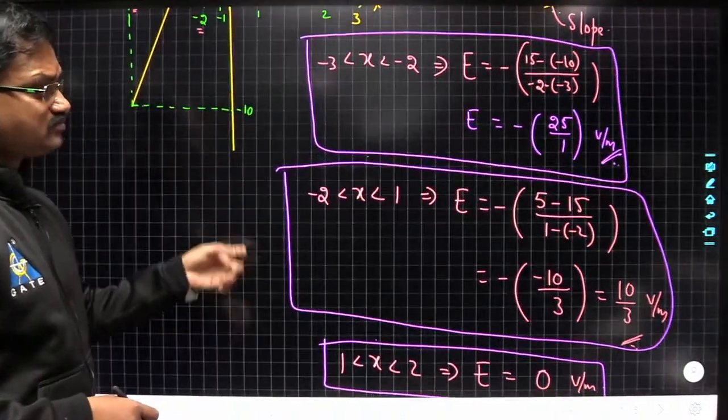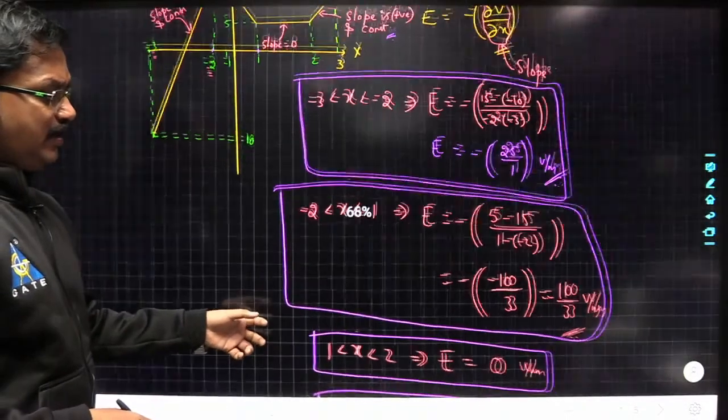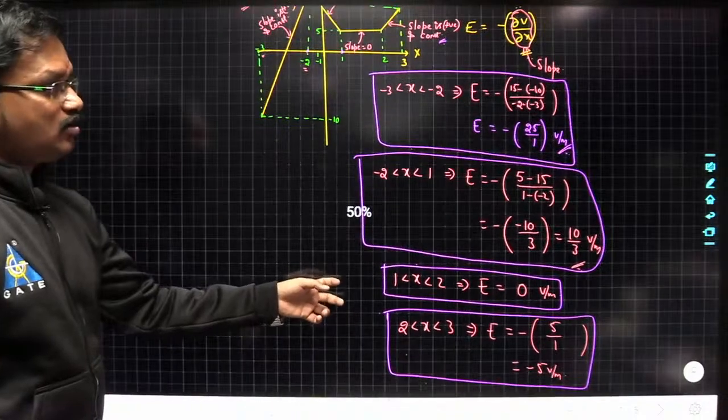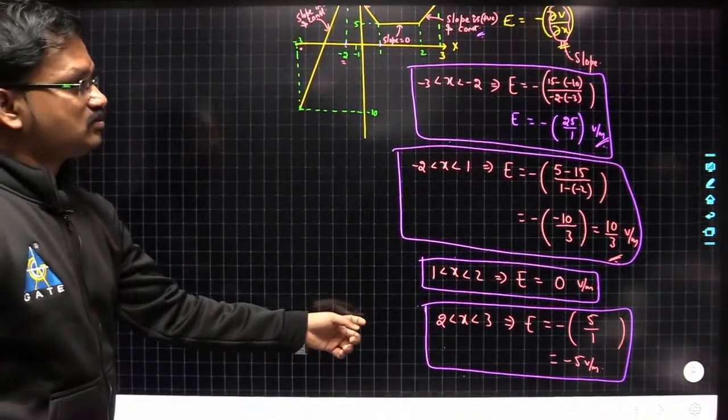So these are the electric fields. See, mathematically you can have many methods here. Okay. But we try to follow the simplest method. Yes or no? Okay.